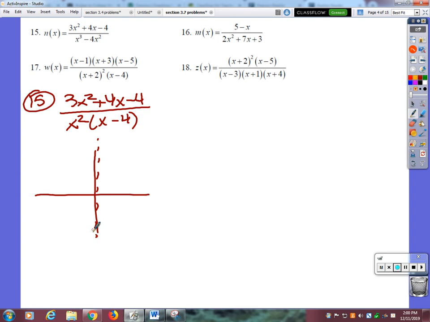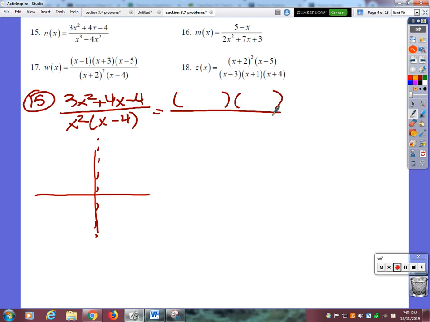To find the horizontal intercept? Yes, you set the... you have to either factor it or use the quadratic formula. Which one would you like to do? No, but would you like to factor it or use the quadratic formula? Yeah, for the numerator. I could, yeah. Could you?